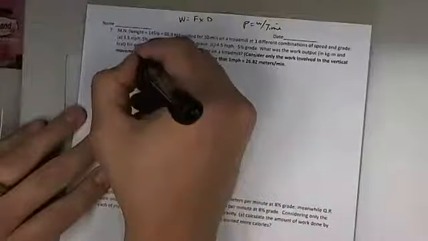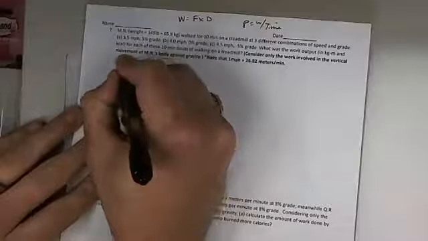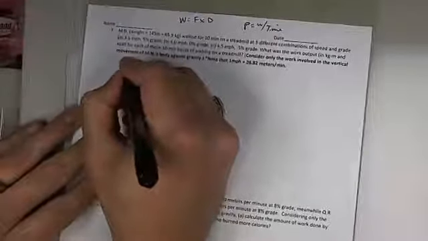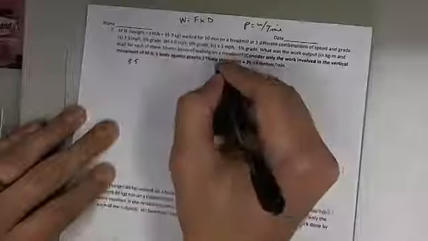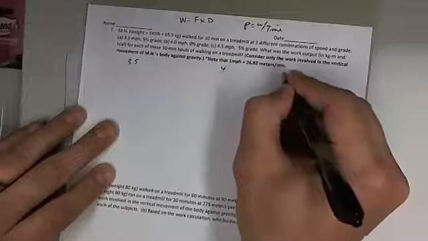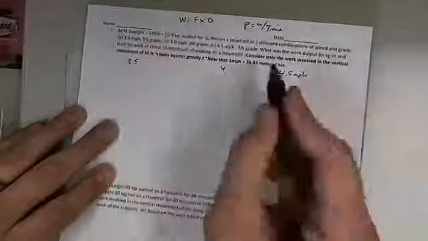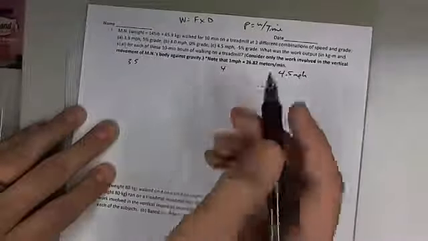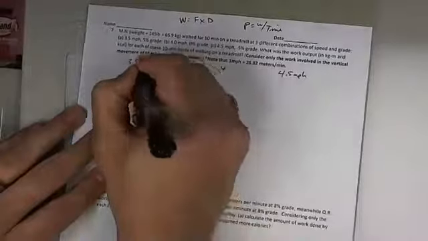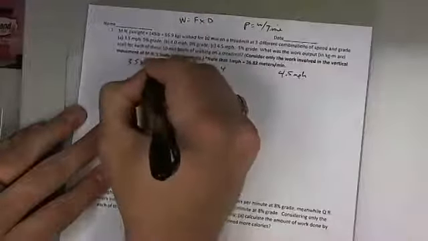Okay, so the first thing I suggest doing is converting these miles per hour into meters per minute. So 3.5, 4, and 4.5 miles per hour. To get that into meters per minute, 1 mile per hour is 26.82. So all we do is multiply.